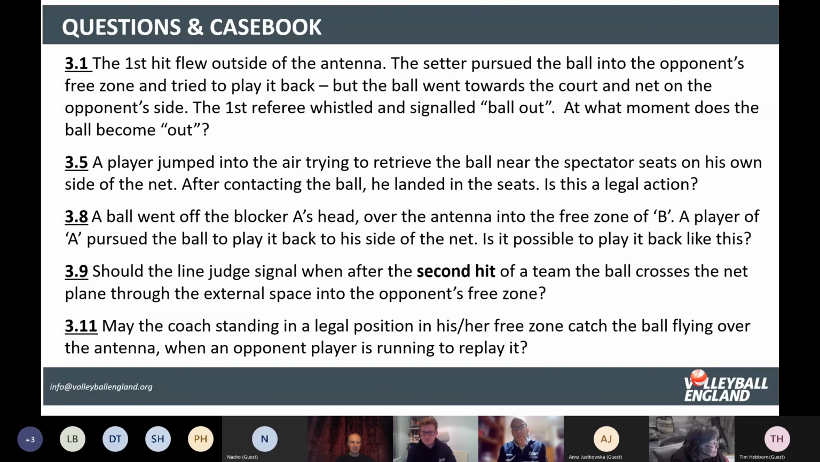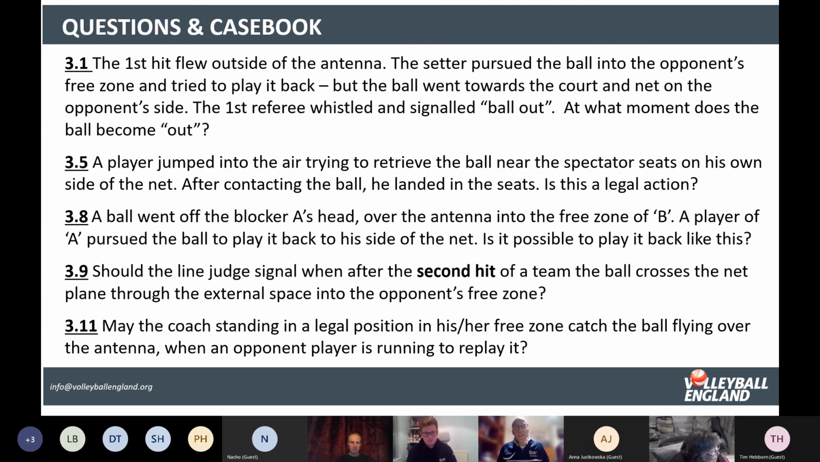So this is a ball which has gone sideways off the block over the top of the antenna. Okay, and remember, it has to only be partly over the antenna. So the ball could, for all intents and purposes, look like it's gone through the crossing space, but as long as some of it is close over the top of the antenna, then it is still in play for the team to recover.